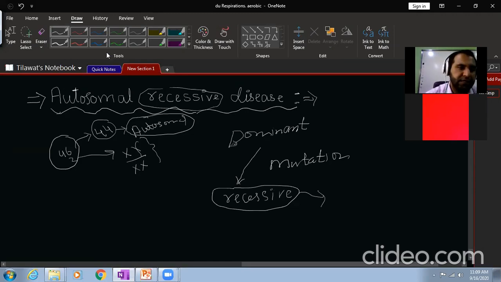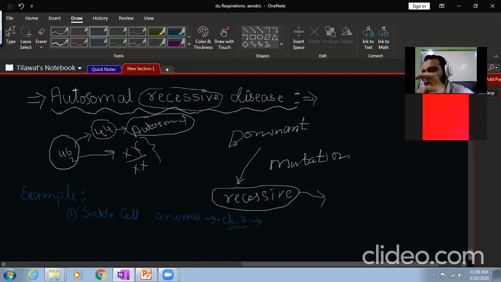Now let's move toward that. I will select two examples for that. The first one we have is sickle cell anemia. In sickle cell anemia, the mutation happens on chromosome 11. Chromosome 11 has a specific gene, and that gene is responsible for coding the protein that makes hemoglobin.